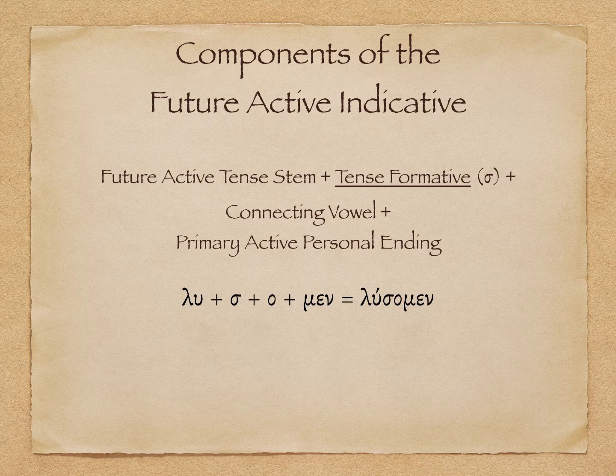So, to the future active indicative. You know already the present active indicative, and you know the primary tense form endings. Well, the future adds a tense formative. How do you know it's the future? The sigma. It's underlined there for you. Here, luomen becomes lusomen. That sigma after the tense stem before the connecting vowel signals it's a future. It's a sigma. Gives us a future active. So just keep an eye on that sigma.